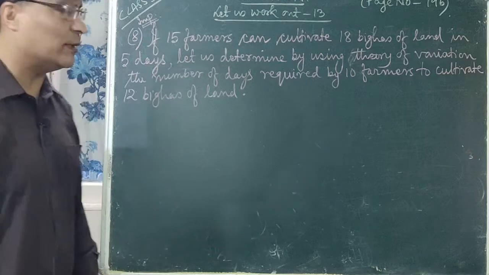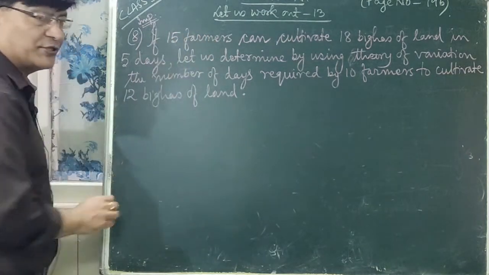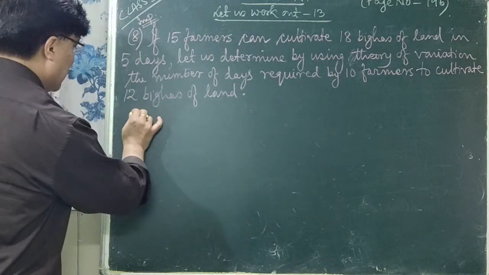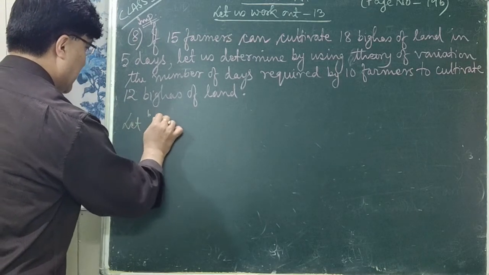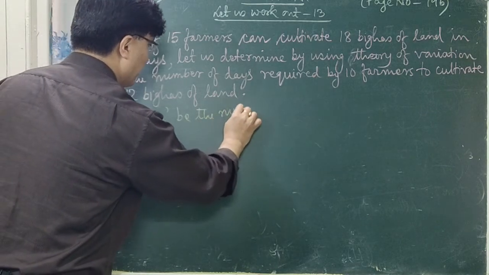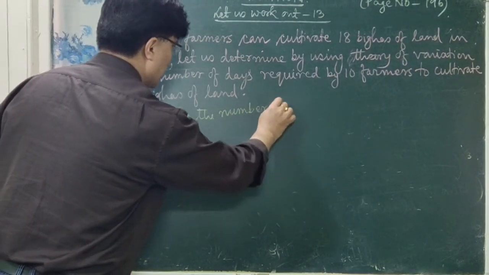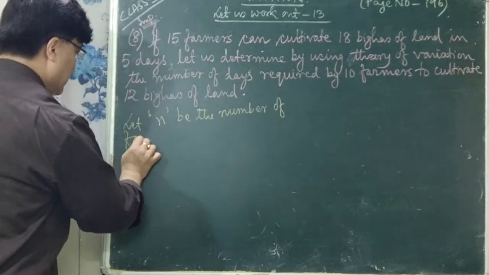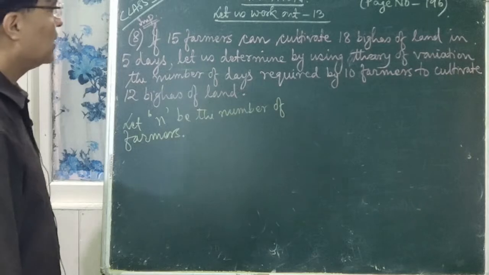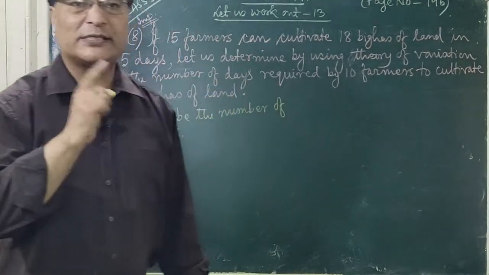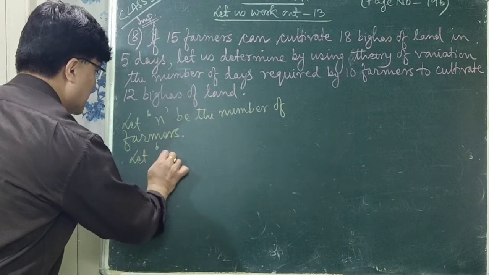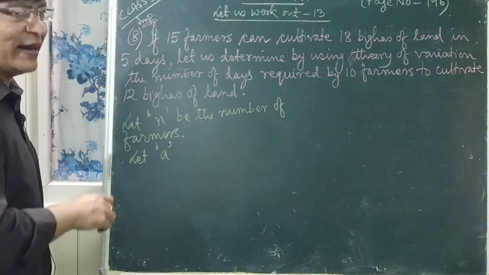So let us write down the variables. Here it is given 15 farmers. Let n be the number of farmers. Let us use the variables. Right? Then it is given bighas of land. Bigha means area of land. Let small a, bighas means area of land.